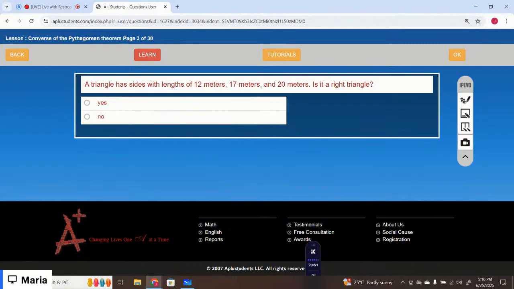Our triangle has sides with lengths of 12 meters, 17 meters, and 20 meters. So is it a right triangle? Which is the correct option?